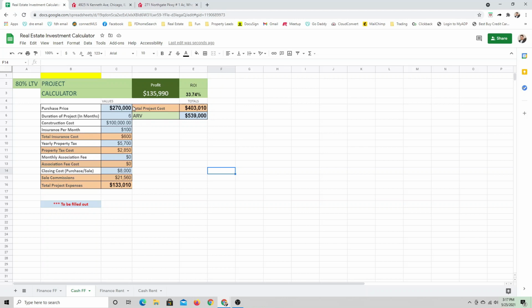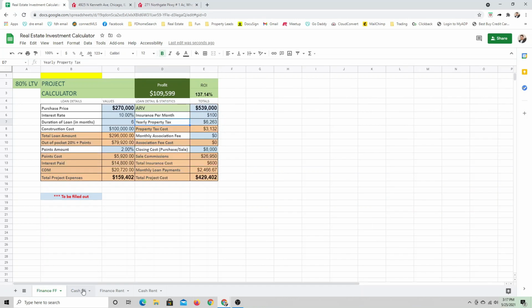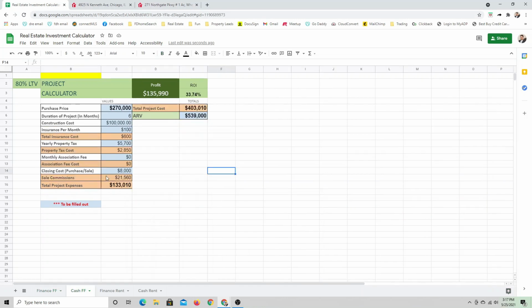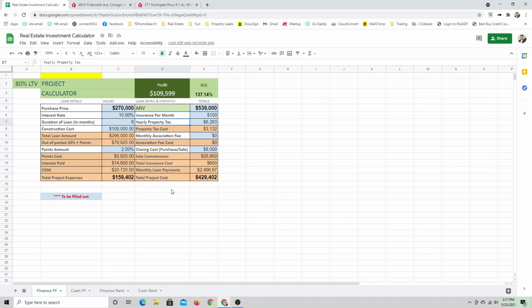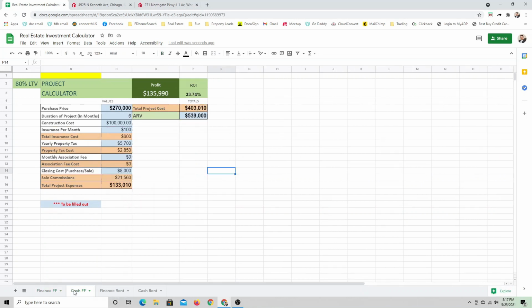Now let's take this same information and go to the cash side of it. So we remember that they bought it for $270. They sold it for $539, and I've already set it up here. 100,000 construction costs, insurance per month, yearly property taxes, closing costs. In this scenario, they made $135,000.